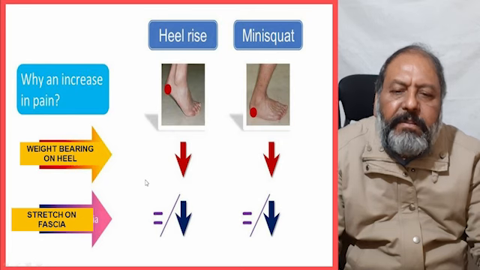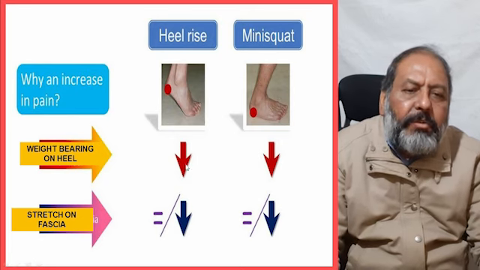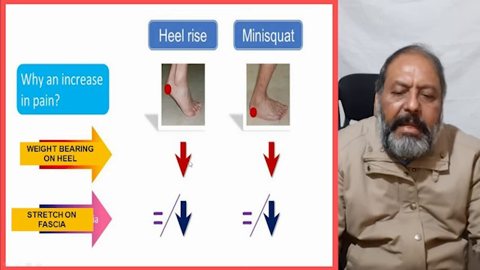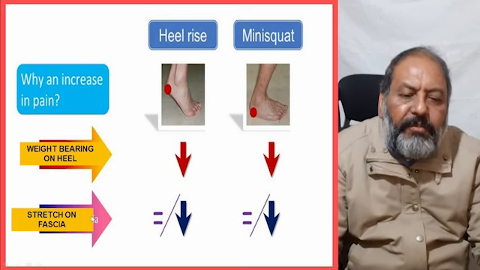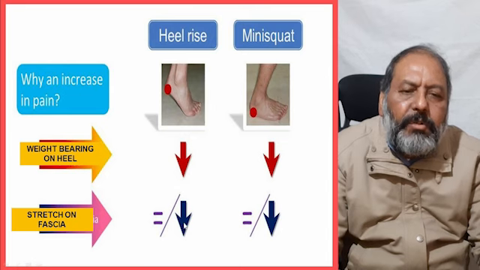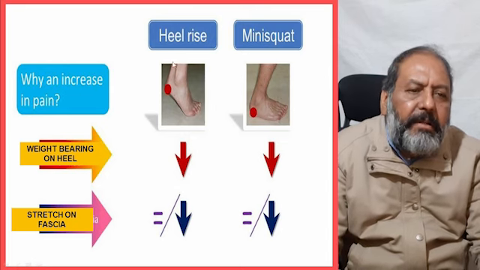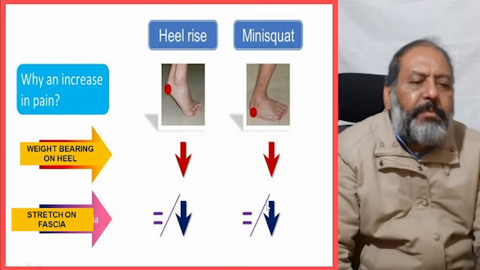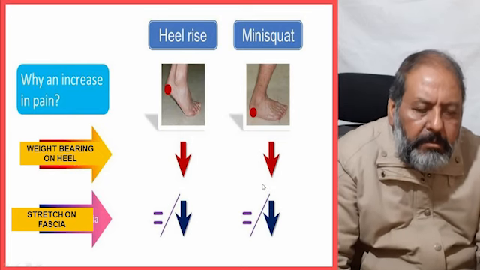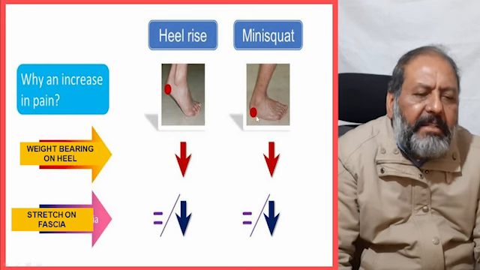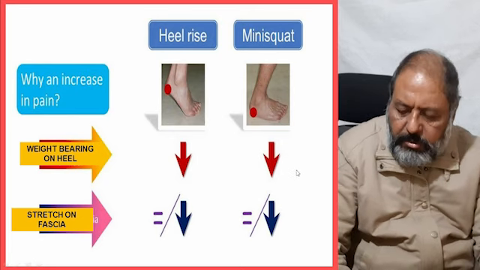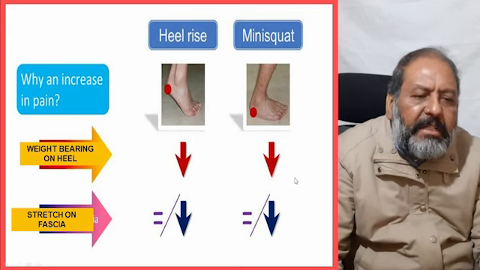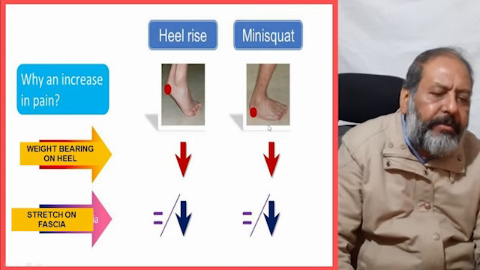Now, the other tests are the heel rise or mini squat test, where the pain increases with weight bearing on the heel. As you can see, with the heel rise, there will be a decrease in pain and the stretch on the fascia will be decreased, so there will be decreased pain. And in the case of the mini squat, the weight bearing is also less on the calcaneus, and that is also going to cause the pain to decrease because of the mini squat.